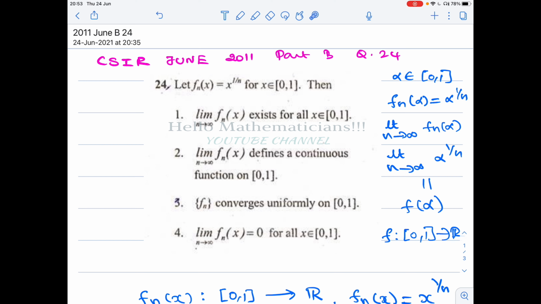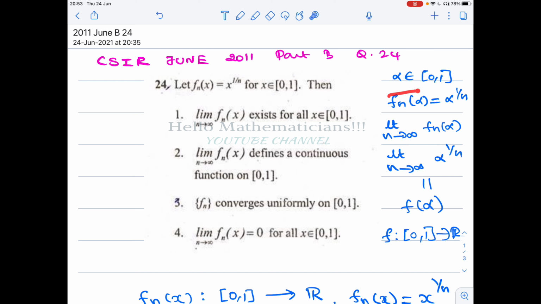If fn of x is a sequence of functions from closed 0 comma 1 to R, then its limit function is also from closed 0 comma 1 to R. Let me explain one more time how to find this function f. So f is a function from closed 0 comma 1 to R. We want to understand what f of alpha is. So f is defined on closed 0 comma 1, which means you take an alpha from closed 0 comma 1.